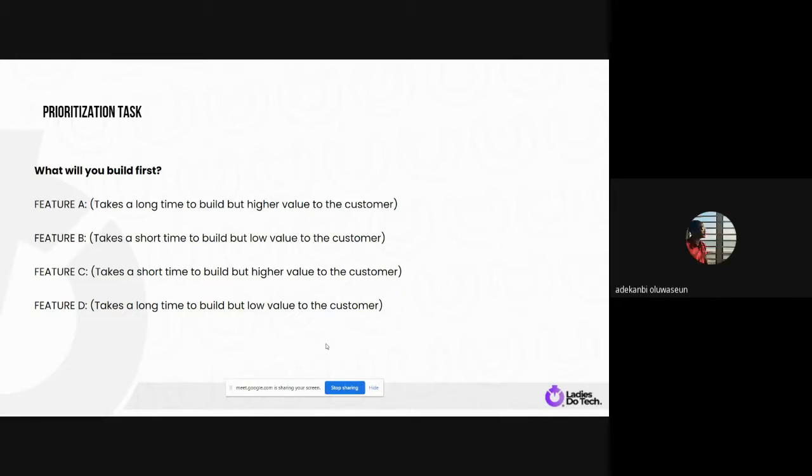Very correct. So who can tell me which feature you are going to build last? What's going to be the last feature that you consider? Who else? Feature B. Feature A.